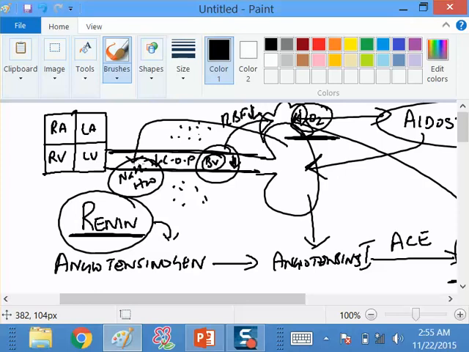The circulation continues. So if there is a problem in the right heart, then automatically the blood is collected on the venous side, the pressure in the capillary is increased, the fluid goes out, and edema forms. Or if the problem happens in the left ventricle, then the fluid gets collected in the pulmonary circulation, and edema forms in the lung. That is called pulmonary edema. Pulmonary edema is very, very dangerous because the person cannot breathe.